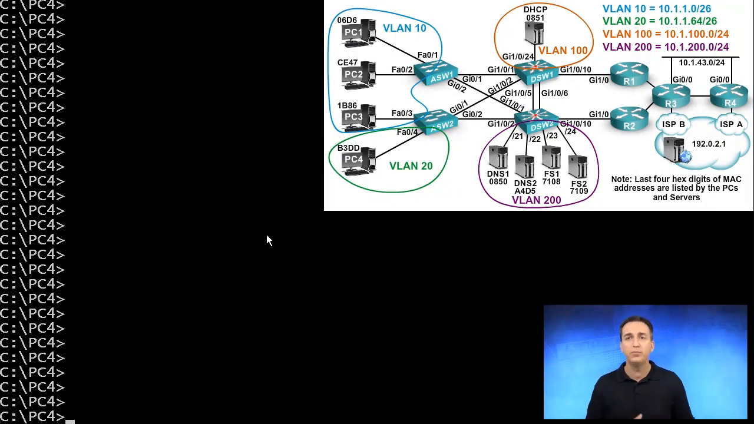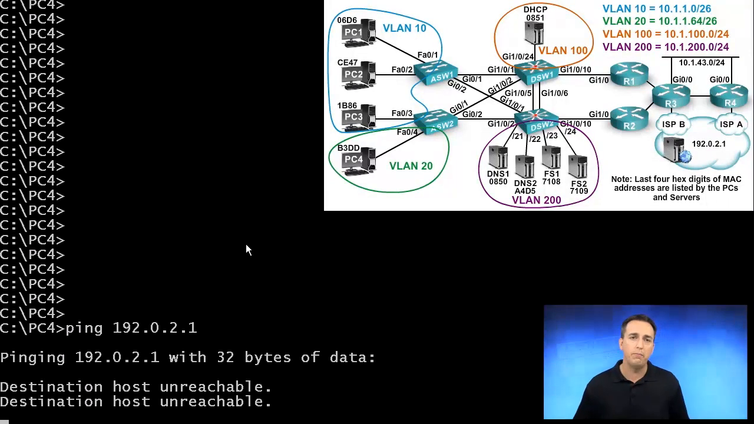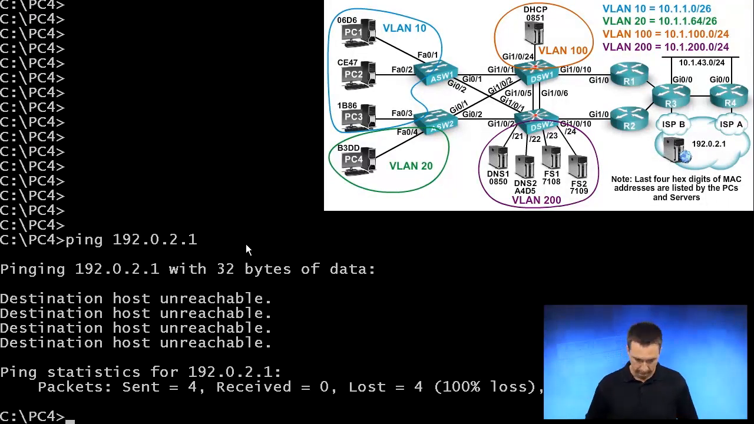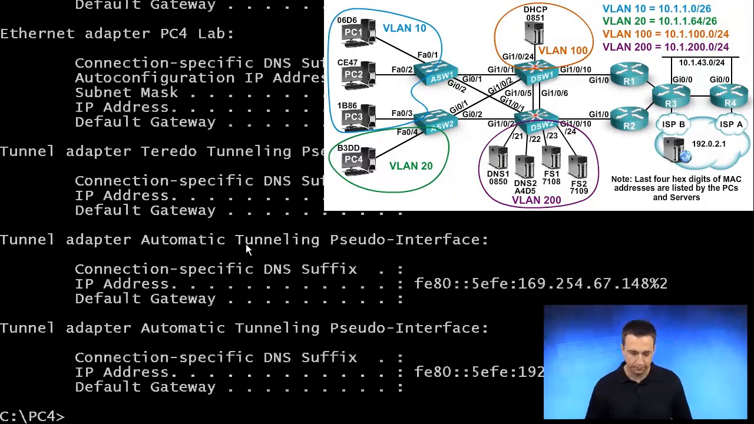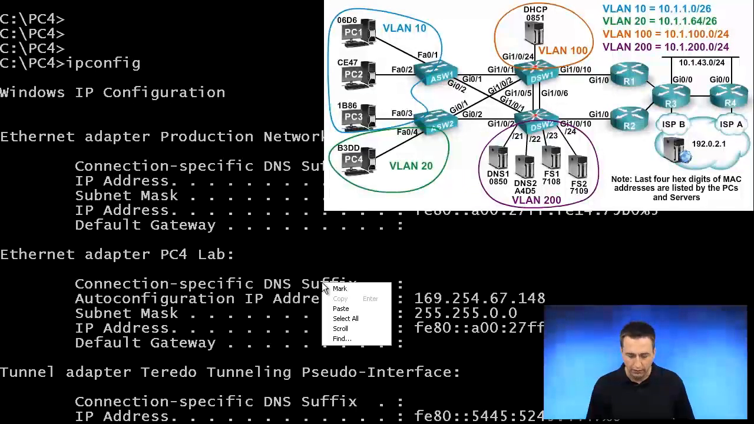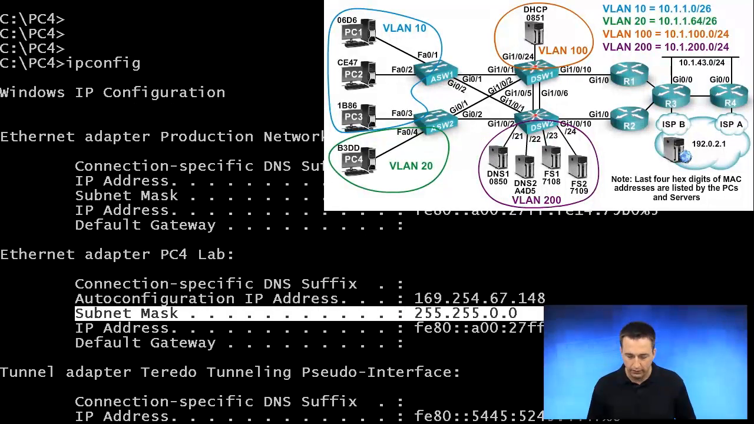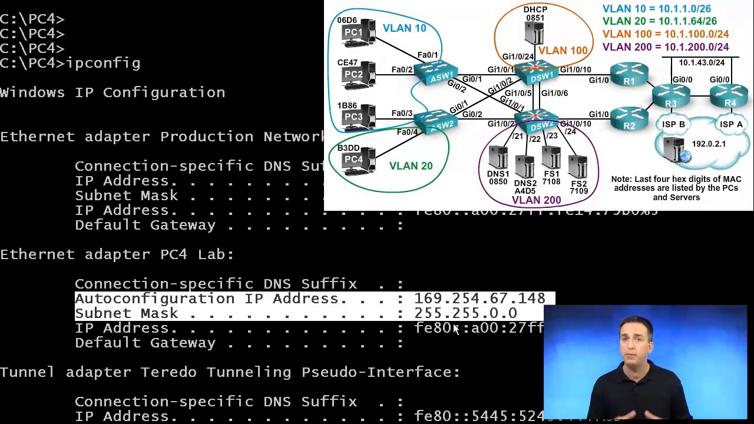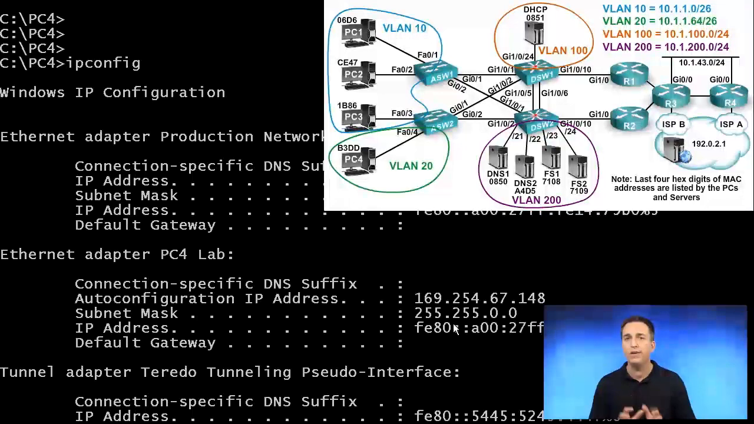So PC4 right now is complaining they don't have access to the internet. That seems to be a common problem within our topology. So we'll type in ping 192.0.2.1, and we confirm that PC4 cannot reach the internet. We look at the output of ipconfig, and we can see based on the addressing information that PC4 has auto-configured itself with an APIPA, automatic private IP addressing, 169.254/16 address. So we know there's something wrong between PC4 and the default gateway.